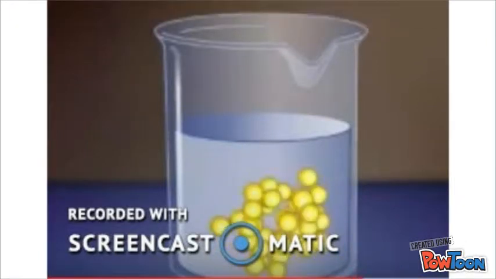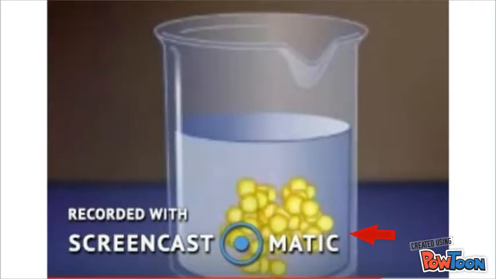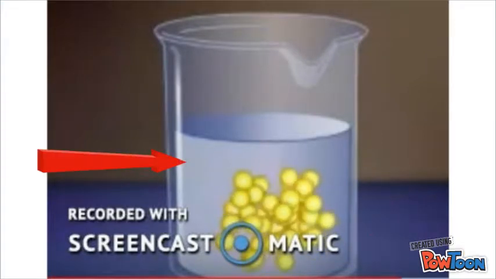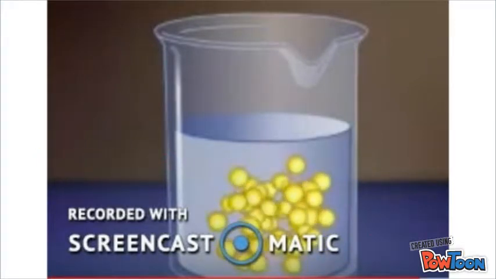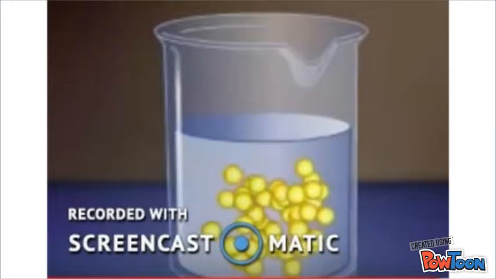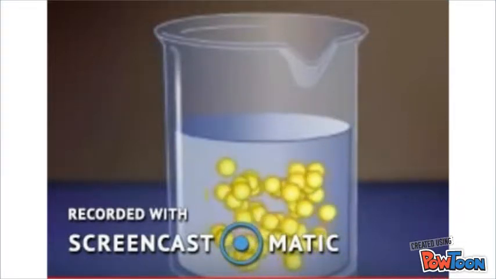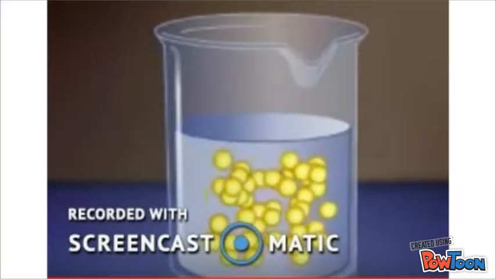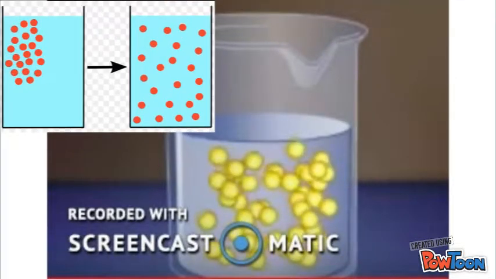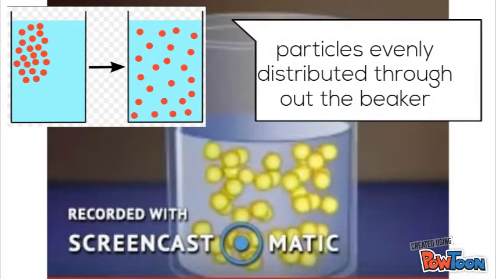The sugar molecules move from places where there are lots of them to where they are scarce. When molecules move from an area of high concentration to an area of low concentration, it is called diffusion. Diffusion continues until all the sugar molecules become evenly distributed throughout the beaker.